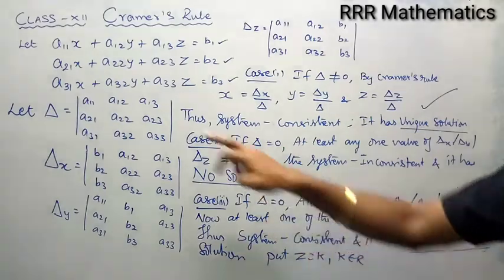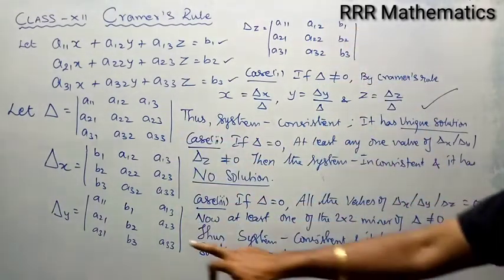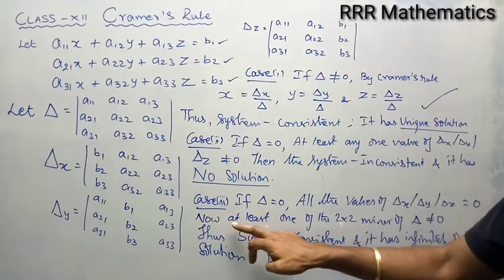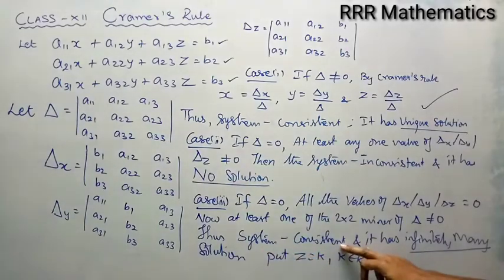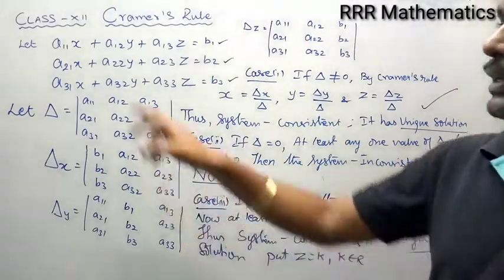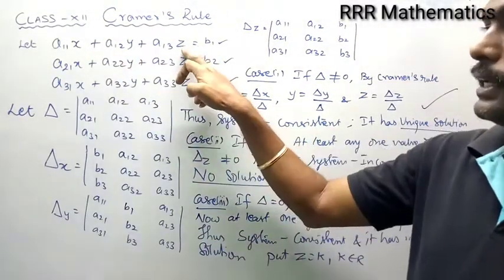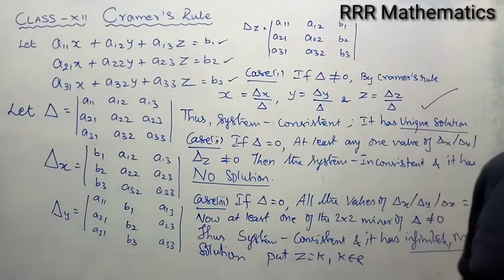Case 3: delta is 0, and delta x, delta y, delta z, everything is 0 under 3 by 3. In this case, if at least one of the 2 by 2 minors of delta is not equal to 0, the system is consistent, it has infinitely many solutions. So how can I get infinitely many solutions? I introduce a dummy variable for x or y or z. In this case, I will replace z as k, where k belongs to R. It gives infinitely many solutions.